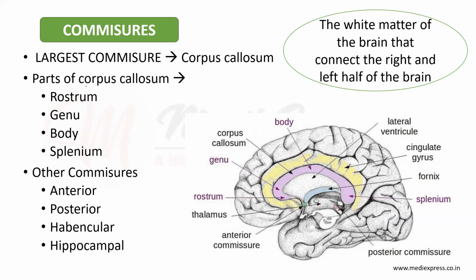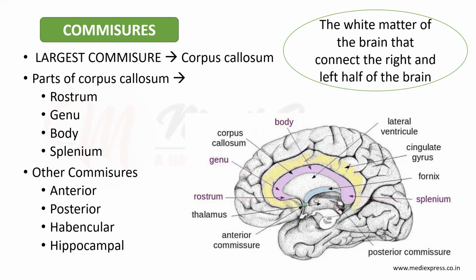The parts of the corpus callosum are very important for you to know. One is the rostrum, you can see the rostrum over here. Then we have the genu, we have the body, and we have the splenium. These are the four parts of the corpus callosum: rostrum, genu, body, and splenium.